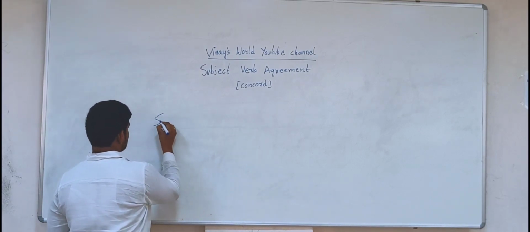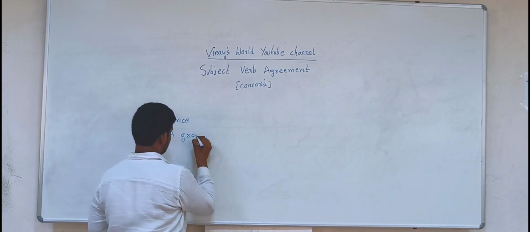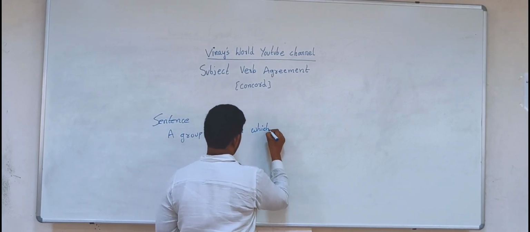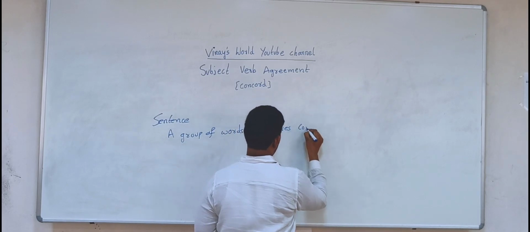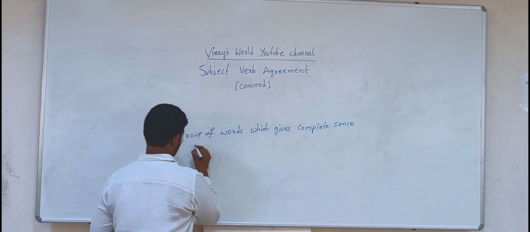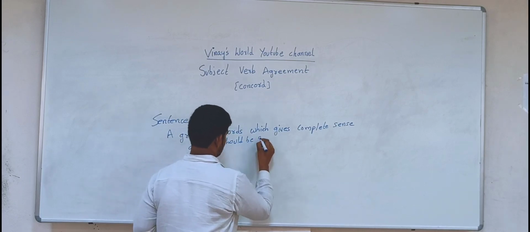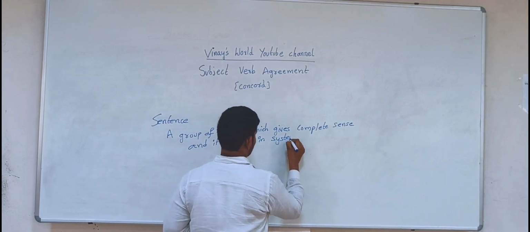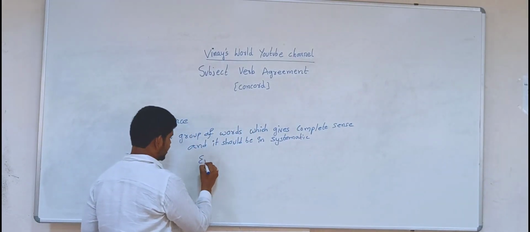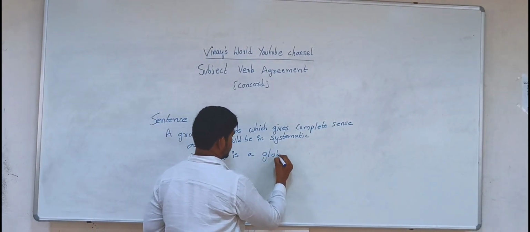For example, sentence means a group of words which gives complete sense and it should be systematic. For example, let's take a sentence called English is a global language.